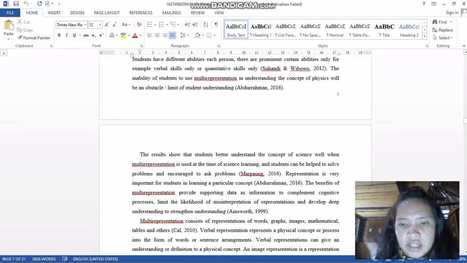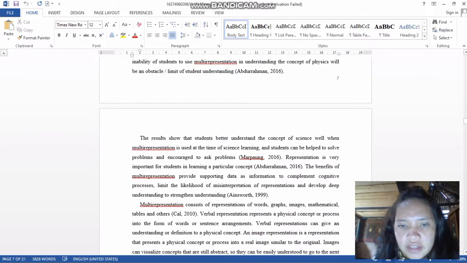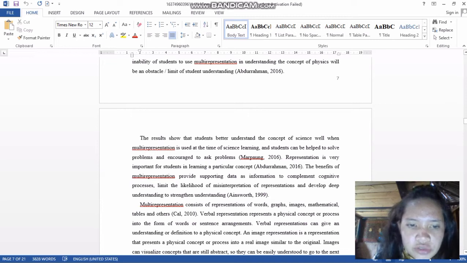Abdurrahman 2016. The benefit of multi-representation provides support data as information to complement cognitive process, limit the likelihood of misinterpretation of representation, and develop deep understanding to strengthen understanding. Ainsworth.